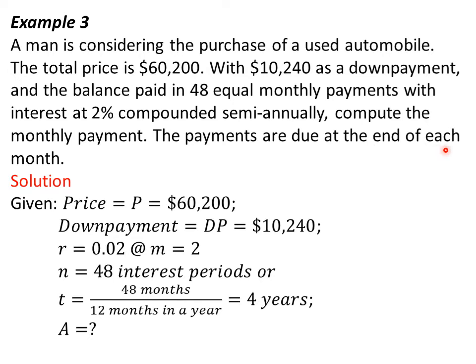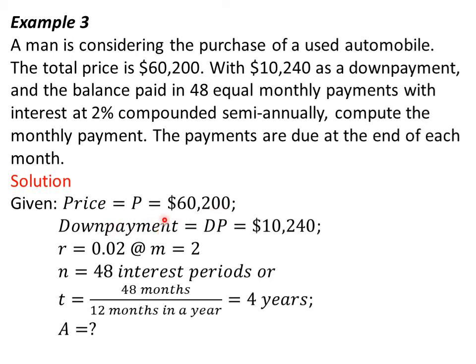So it's just telling you that this type of problem is an ordinary annuity because the payments are made at the end of each month. So, solution. Let's list down first the given. First you have the price, the total price of the automobile, which is $60,200. Now recall, as I've said, price is just equal to the present amount. So your price is the present amount P, which is $60,200.